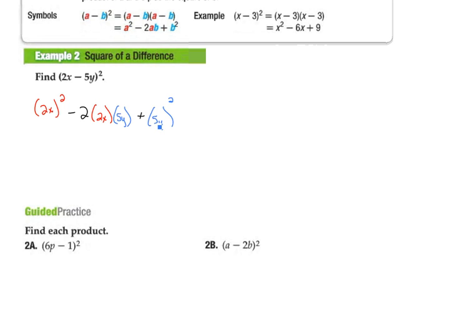Okay, go ahead and simplify this down to 4x squared minus 20xy, because again, we are doubling those terms, and then plus a 25y squared. Okay, so the only difference in formula is that we are subtracting that middle term. All right, go ahead and give that a practice 2 a try.